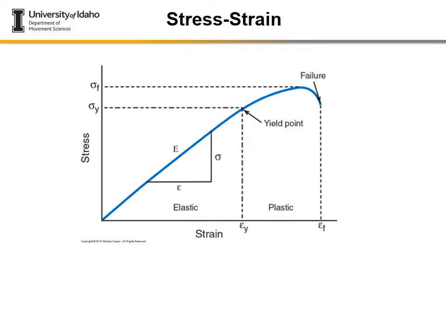One of the key components is what this E stands for right here in the elastic region. This E is referred to as the elastic modulus. The elastic modulus is the stiffness of the material, and it's calculated as the slope of the line, typically in the elastic region. Slope, again, is rise, or stress, over run, which is strain.